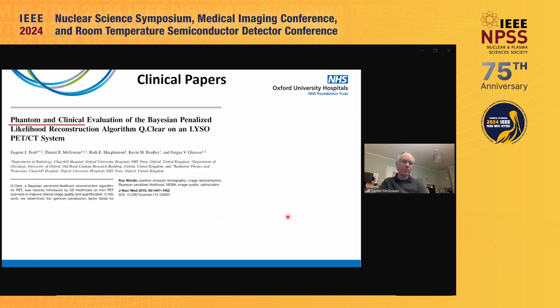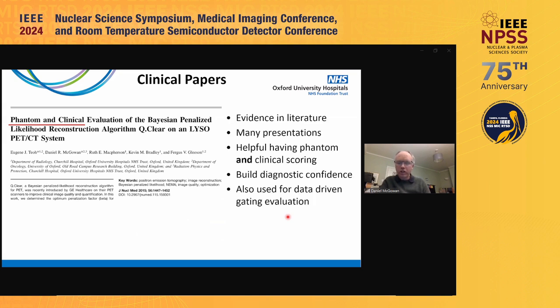But the key thing that helped the implementation is this combination of phantom and clinical work. As I said, we got a variety of this sort of data out of the literature. We did different presentations, both at national and international conferences, and at different user groups, in this case G, because it's a G algorithm. I think it really was helpful having this phantom and clinical scoring, because crucially you've got the phantom evidence to keep your physicists in the hospital happy, and the clinical evidence for the radiologists to keep the medics happy. So all this helped to build diagnostic confidence.